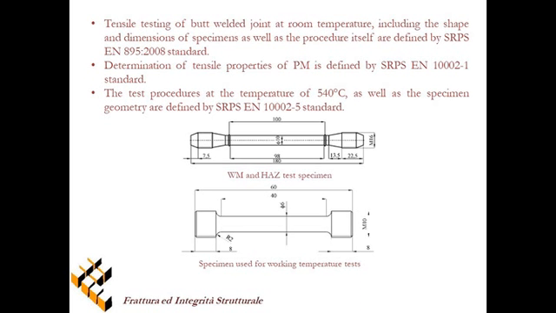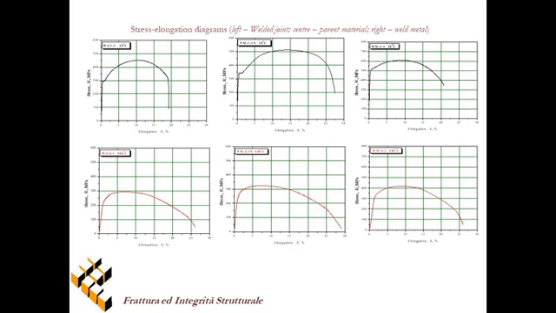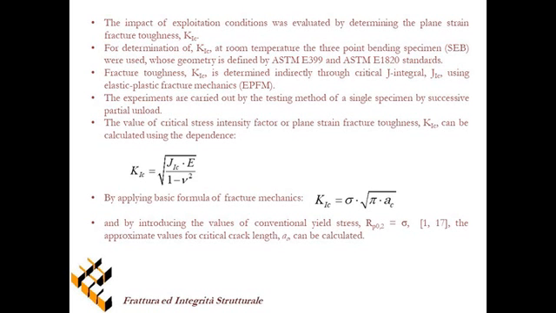You can also see the geometries of the weld metal and heat affected zone test specimens, as well as those used for the working temperature tests. Here, some of the test results showing the stress elongation diagrams are shown, including the welded joint, the parent material, and weld metal specimens. The impact of exploitation conditions was evaluated by determining the plane strain fracture toughness in accordance once again with the relevant standards.